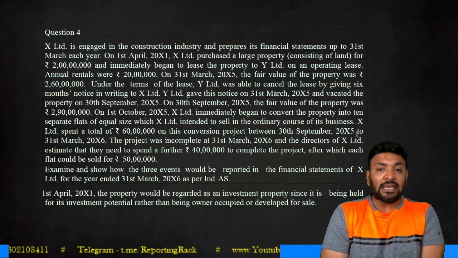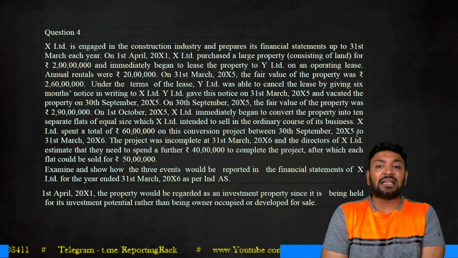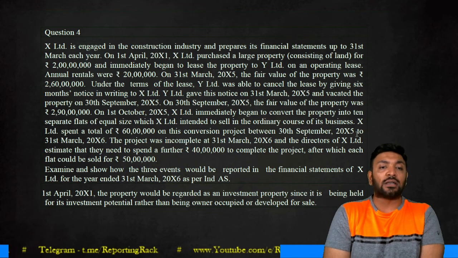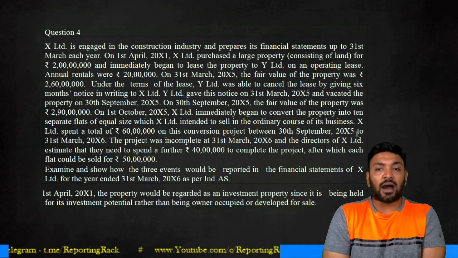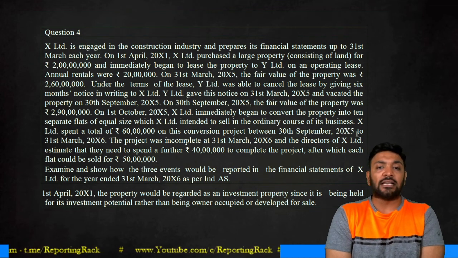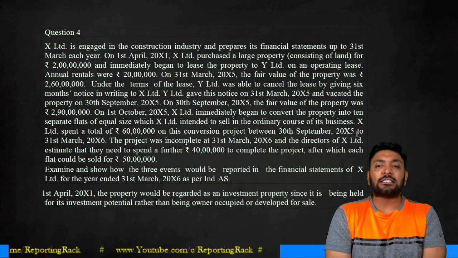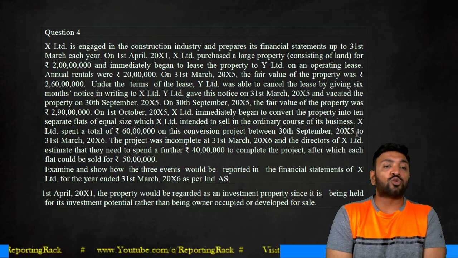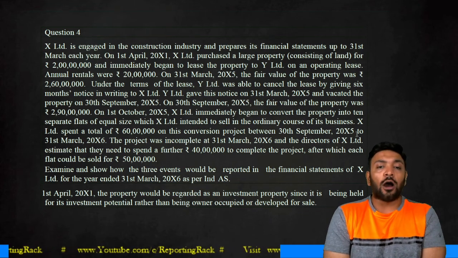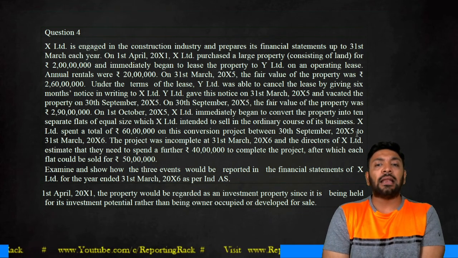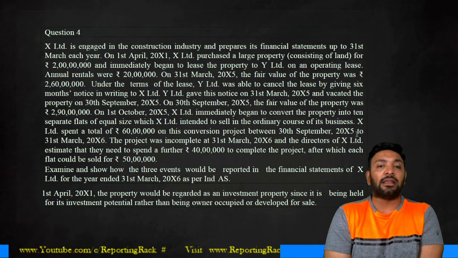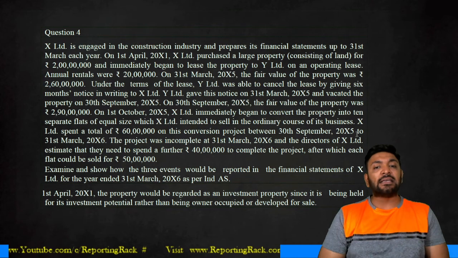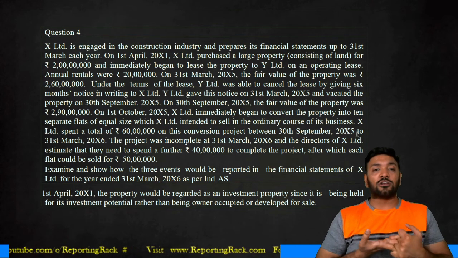Under the terms of the lease, Y Limited was able to cancel the lease by giving 6 months' notice in writing to X Limited. Y gave this notice on 31st March and vacated the premises on 30th September. On 30th September, the fair value of the property was 2 crore 90 lakhs. On 1st October, X Limited immediately began to convert the property into 10 separate flats of equal sizes, which X intends to sell in the ordinary course of business.